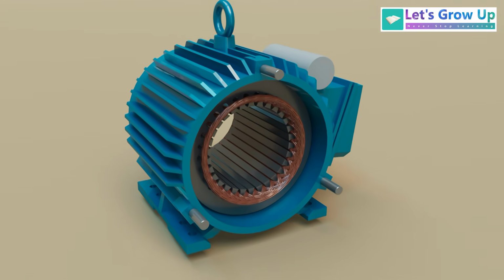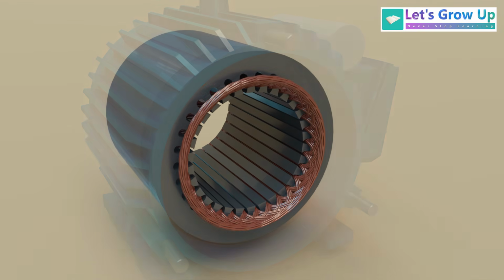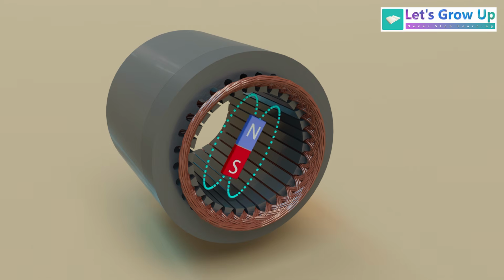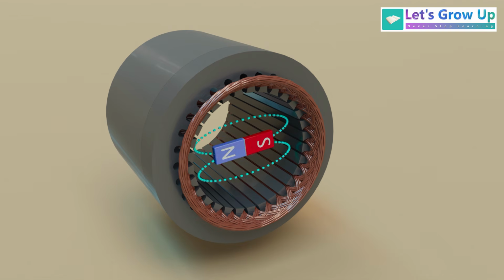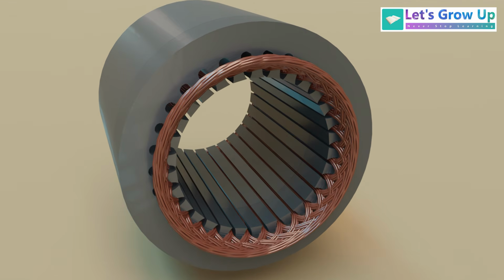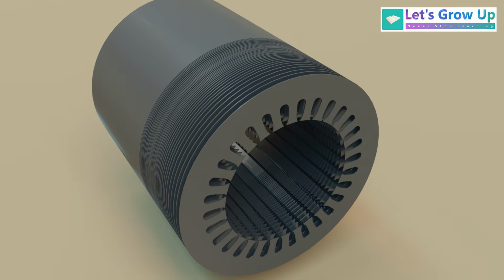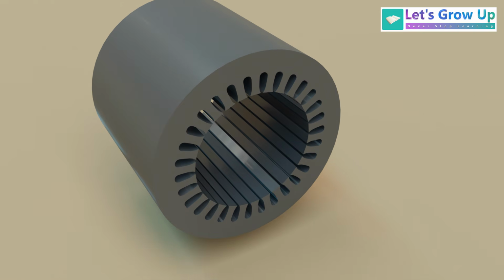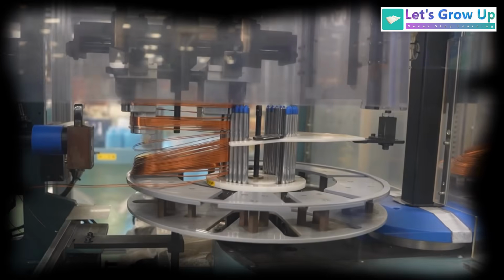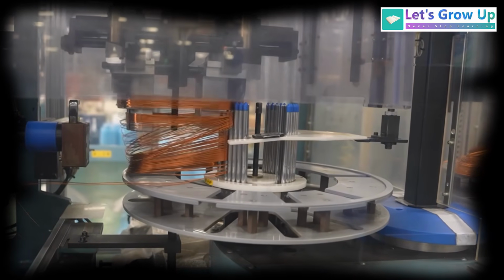Next, inside this housing, this is the stator, the stationary part of an AC motor. It plays a crucial role in producing the rotating magnetic field that interacts with the rotor to generate torque. The stator consists of two main components, the stator core and the stator winding. The stator core is typically made of laminated silicon steel. These laminations are thin sheets of steel insulated from each other and stacked together to form a cylindrical structure. The stator winding consists of insulated copper or aluminum wires wound into coils and placed within the slots of the stator core.